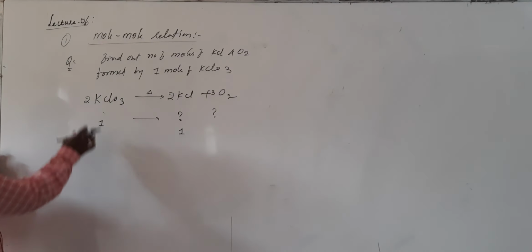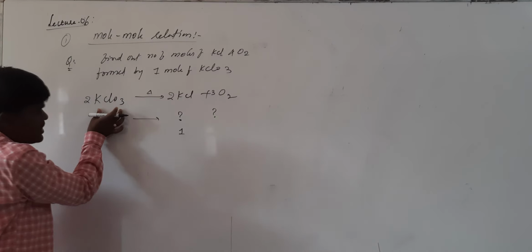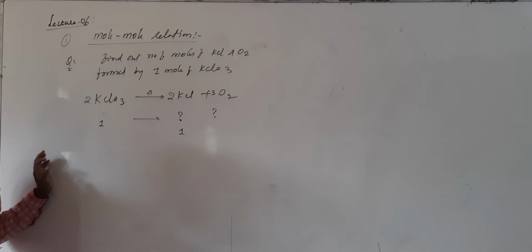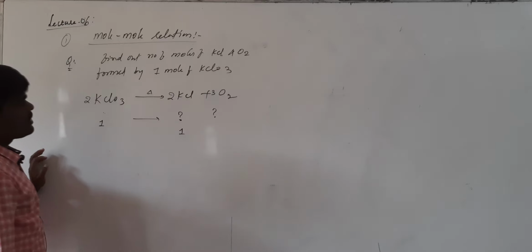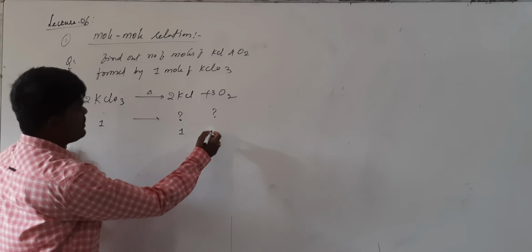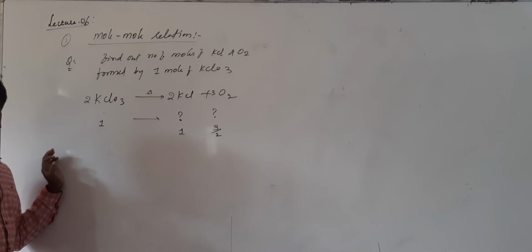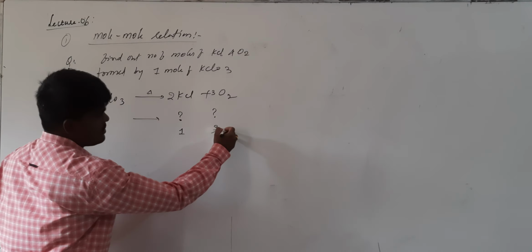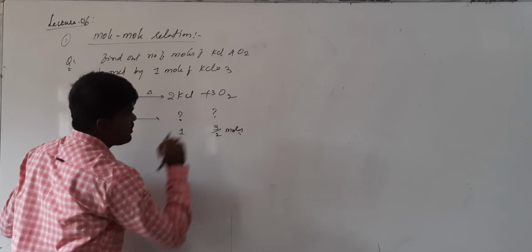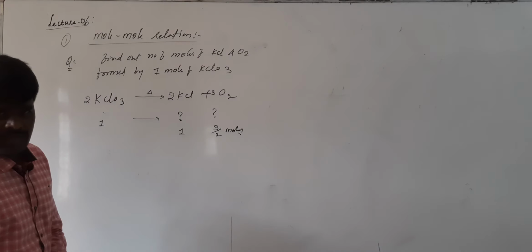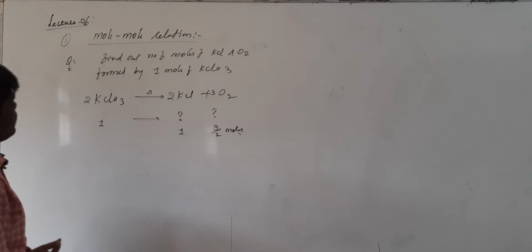Right. What about if 2 moles of potassium chlorate is giving 3 moles of oxygen, what will 1 mole give? If you are talking about 1 mole, what will it come to? It will be 3/2. Right. 3/2 moles of oxygen will be formed. This is called mole to mole relation, right.